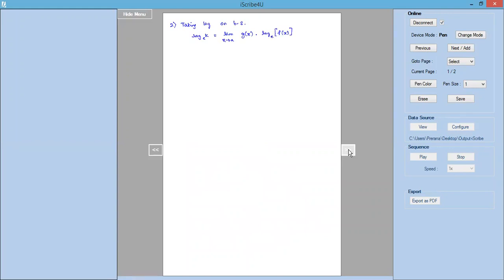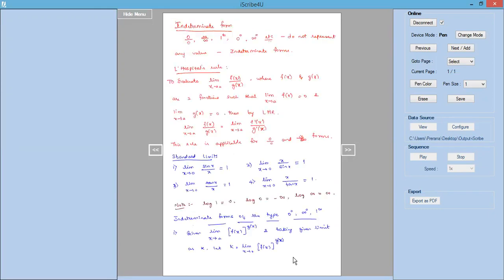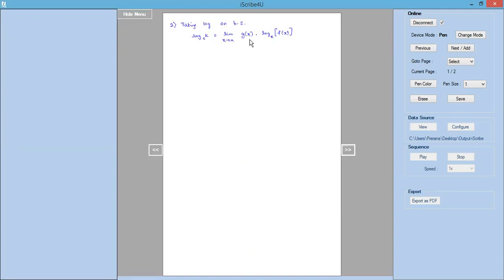Taking log on both sides, we will be able to get rid of the power form. We are using log m power n is equal to n log m. That is how we get g of x into log of f of x. And in step 3, the right hand side limit after evaluation, we should be reducing it to 0 by 0 or infinity by infinity form. After reducing to 0 by 0 or infinity by infinity form, we apply L'Hopital rule to evaluate the given limit. So that will fetch us the right hand limit, say L.